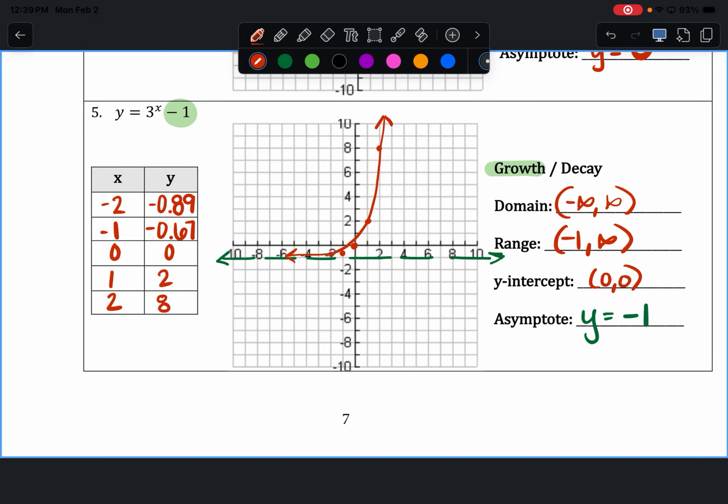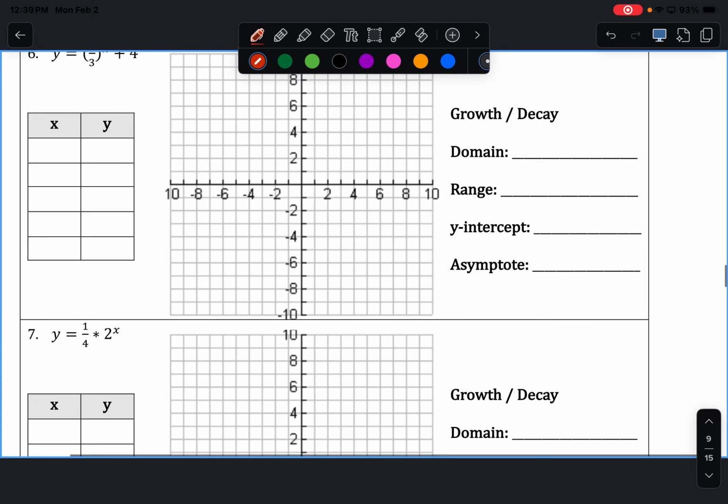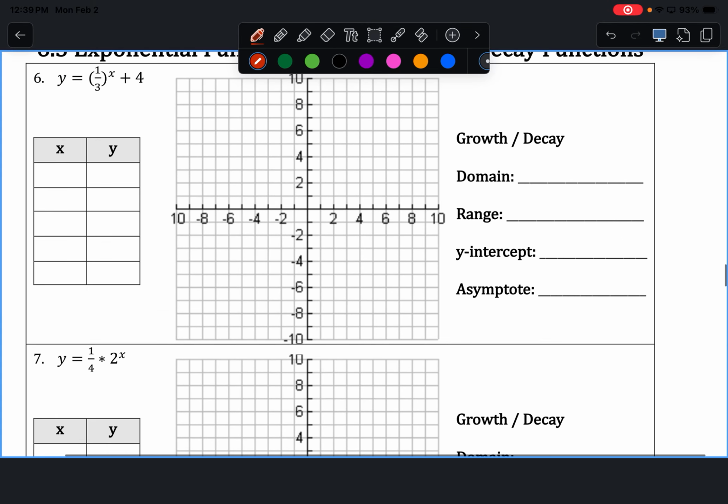Okay, we are going to drop down. Actually, we're not going to drop down. We're going to talk about 2 things for 6 and 7. Then we're going to do 8. Then you're going to do 6 and 7 on your own. Okay, for number 6.